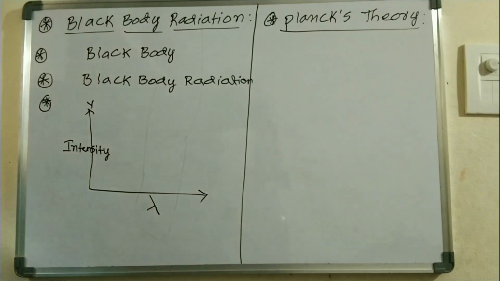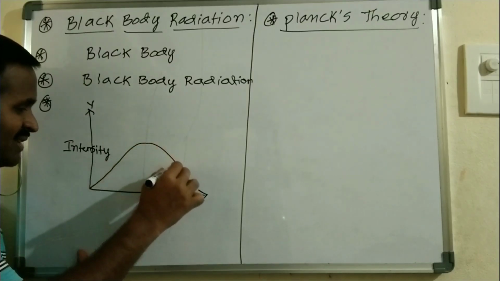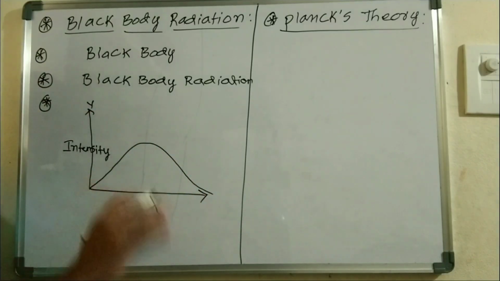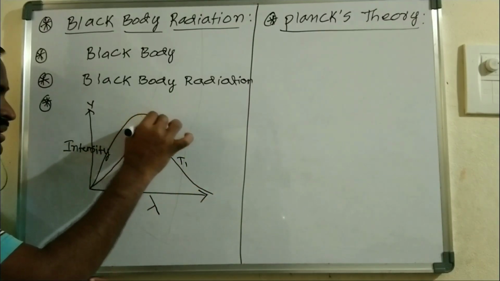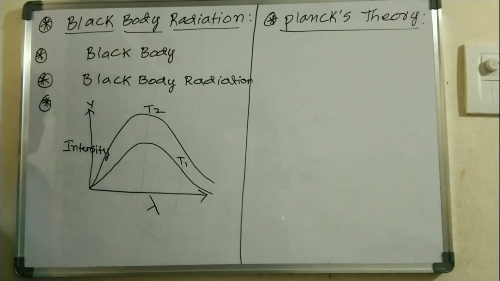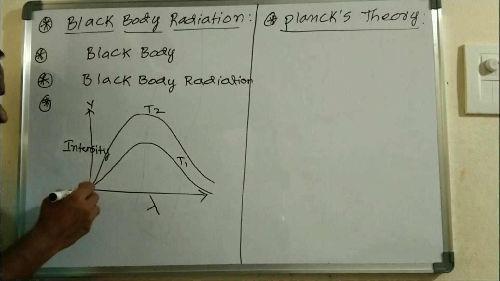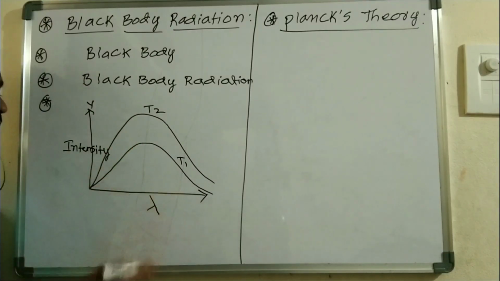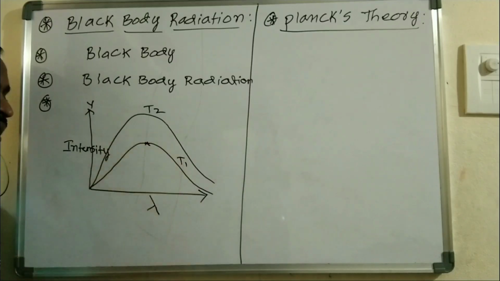If you plot a graph, the intensity increases as the wavelength increases, reaches a maximum, and then decreases further. This is at a particular temperature T1. At another temperature, it again reaches a maximum and then decreases. This is at temperature T2. So from this we can observe that a black body can emit radiation containing different wavelengths, and in the plot of intensity versus wavelength, the intensity keeps increasing as the wavelength increases, reaches a maximum, and then decreases.